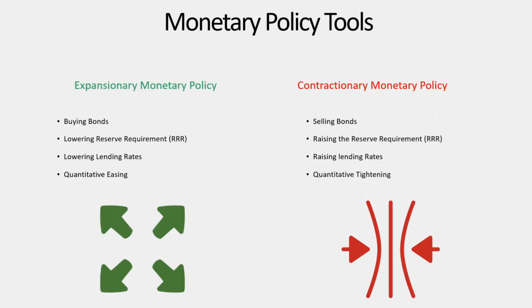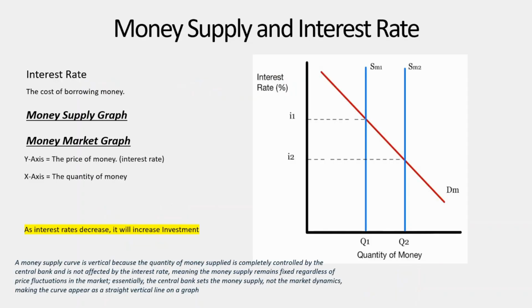These are the tools for expansionary and contractionary monetary policy. For expansionary, the Federal Reserve can buy bonds. They can lower the reserve requirements. They can lower the lending rates, the discount rates, or they could do quantitative easing. For contractionary, it will be the opposite. They could sell bonds, raise the reserve requirement, raise lending rates, or do quantitative tightening.